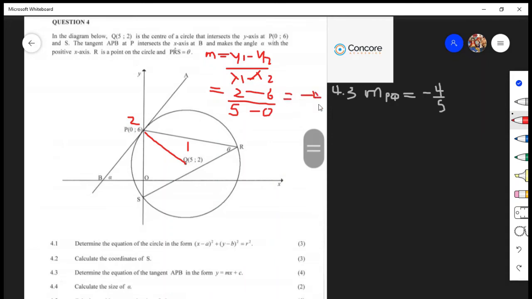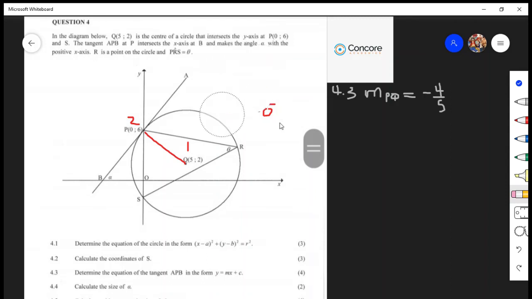So the guy that just joined, do you understand? Yeah, I understand. Okay, so this is our gradient of line PQ, not the gradient of the tangent. Does everyone understand that part? Okay. So now that we have the gradient, yes. Do you have a question? Okay, so let's move on.